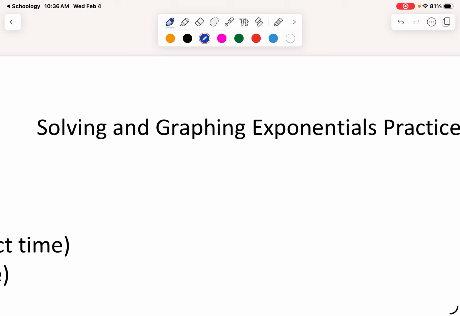properties of exponents problems because they are more challenging, much more challenging than the ones that we did in the previous screencast, and then the rest of the graphing will be for you to practice.